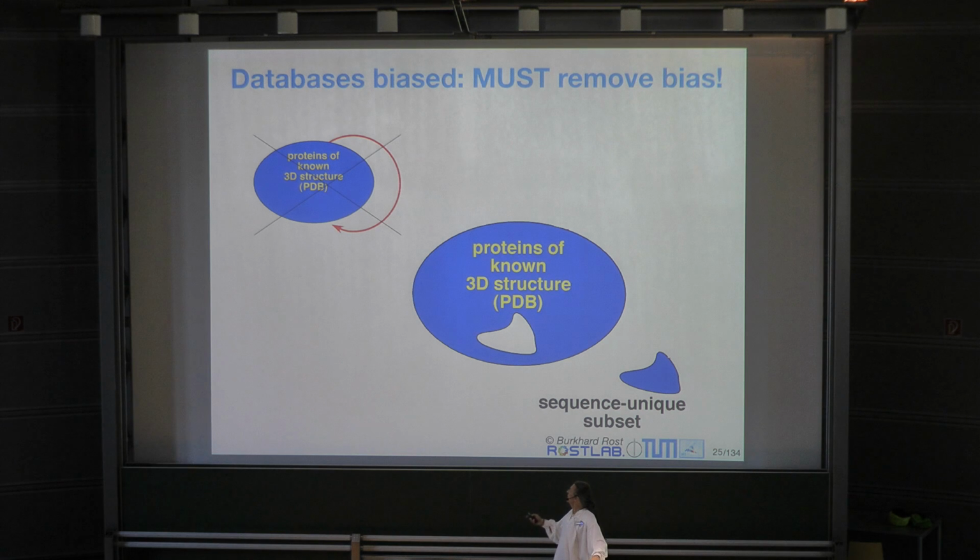And to reduce the redundancy, this is what I sort of indicate here. I take this white part. The white part is such that no pair in this white has sequence identity above a certain threshold. That's one definition of redundancy reduction, right?